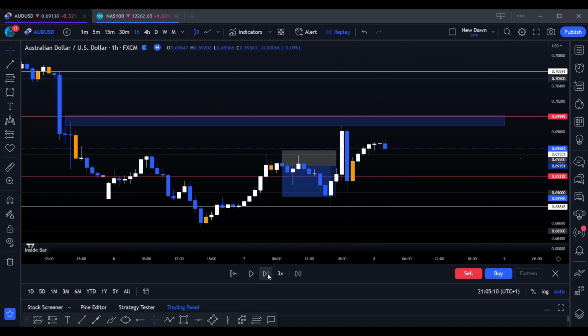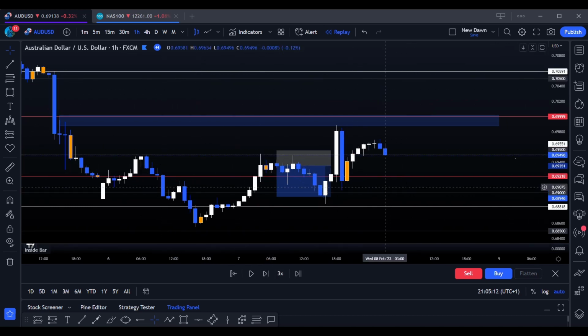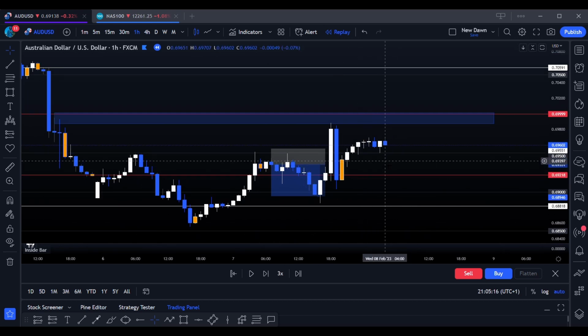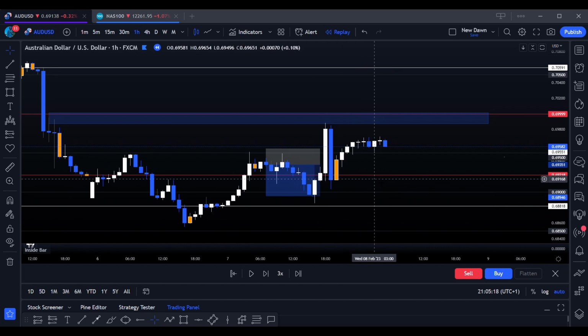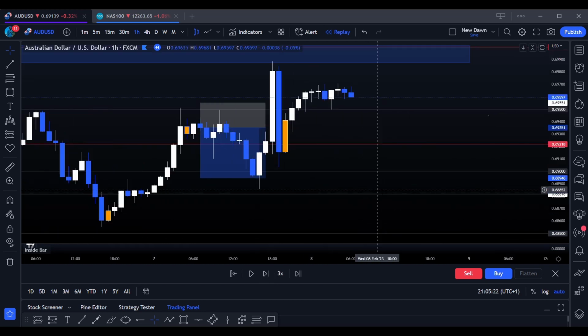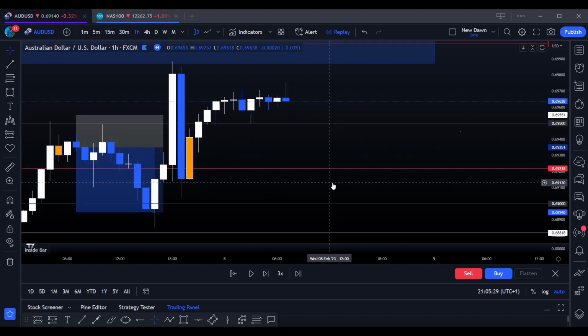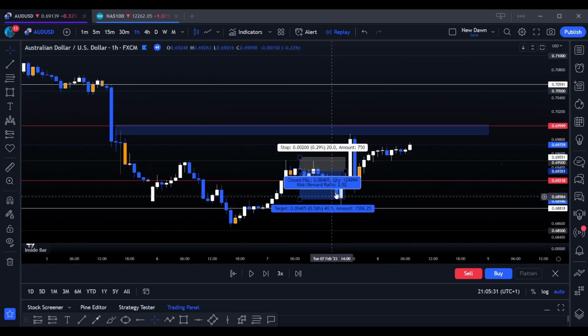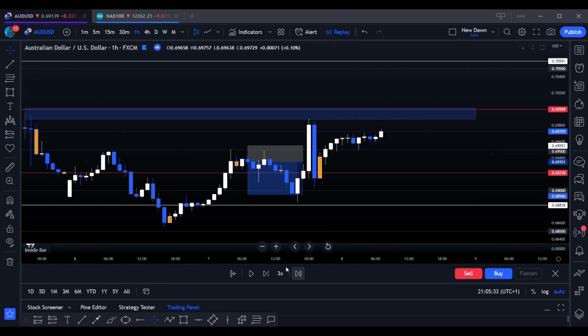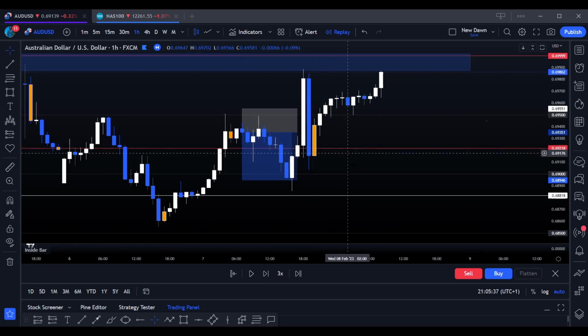I'll move this to 7 o'clock or 8 o'clock to see what London session is telling us. So far we have been ranging. So it looks like price is going up. So I'm going to let it go up. We're looking for sales. So let's let it go up and see what it wants to do.